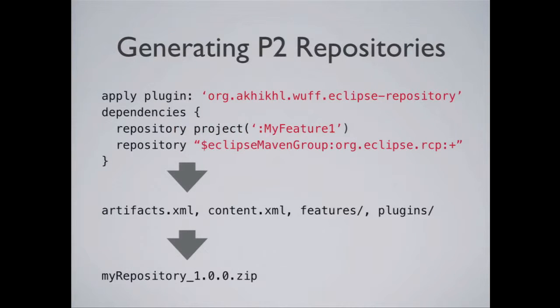Same thing with P2 repositories. There is a special configuration provided to you by Wuff called repository. And here you have to add features, not bundles, but features. And then Wuff generates artifacts XML, content XML, and features and plugins for you. And it can even pack everything into a zip file.